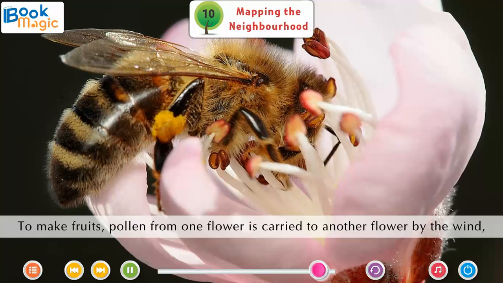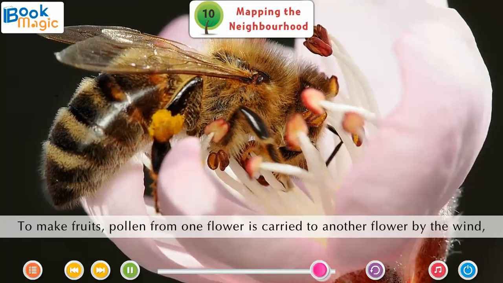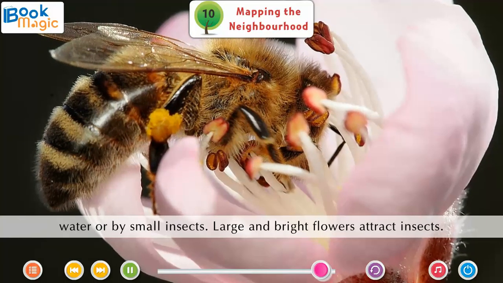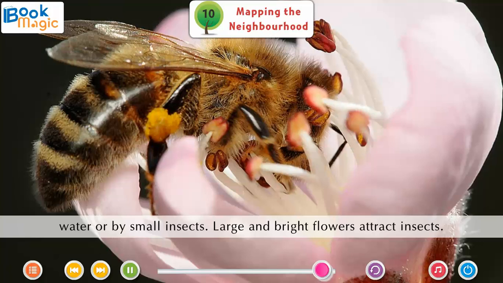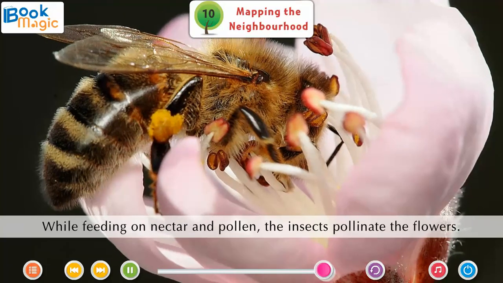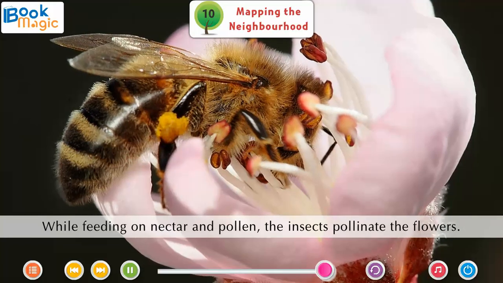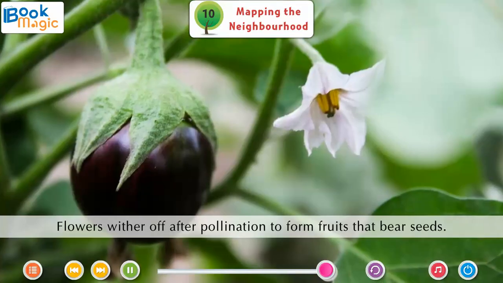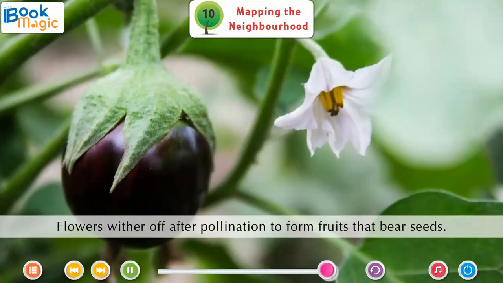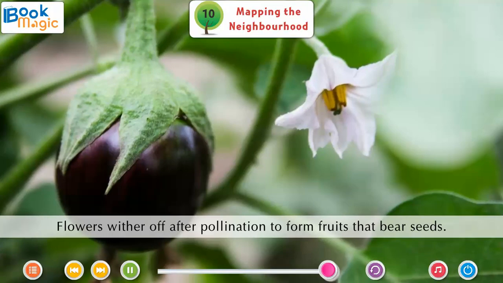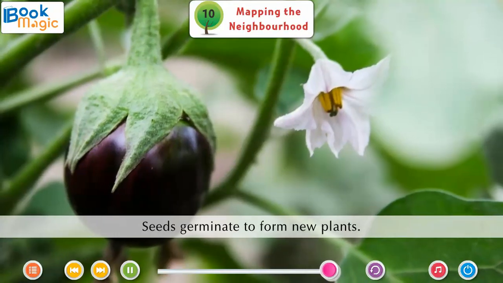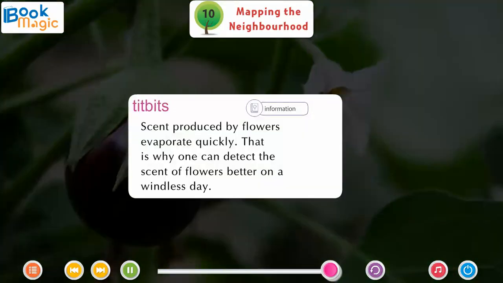To make fruits, pollen from one flower is carried to another flower by the wind, water, or by small insects. Large and bright flowers attract insects. While feeding on nectar and pollen, the insects pollinate the flowers. Flowers wither off after pollination to form fruits that bear seeds. Seeds germinate to form new plants.